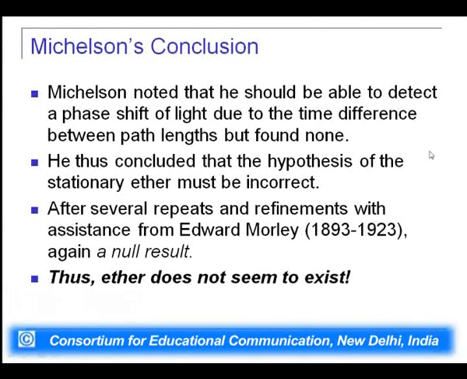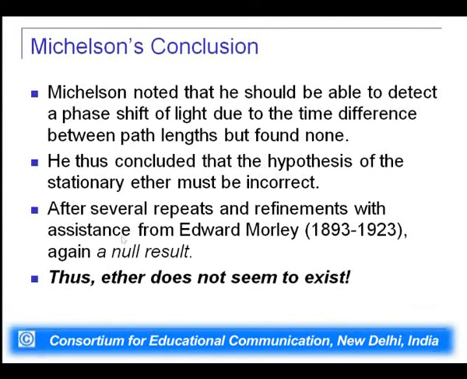Michelson noted that he should be able to detect a phase shift of light due to the time difference between the path lengths, but found none. It means there is no shift of the fringe, so light is not passing through any material. He thus concluded that the hypothesis of the stationary ether must be incorrect. There is no medium required to pass the light. It means the ether medium is not present to pass the light.